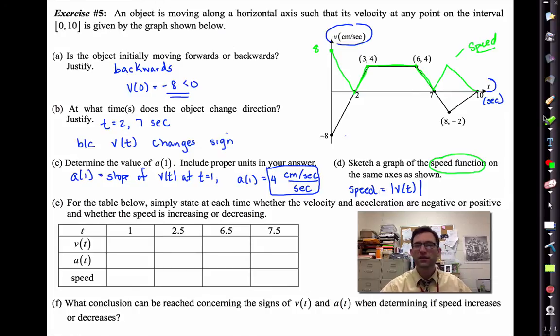So let's go back to t equals 1. Let's do this in red. Okay, t equals 1 is right here.